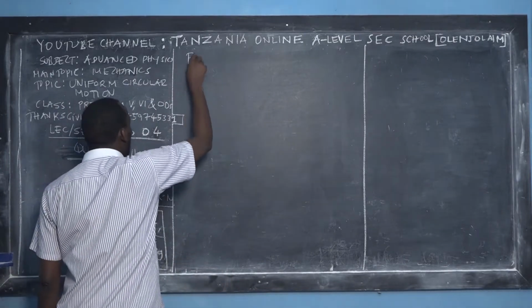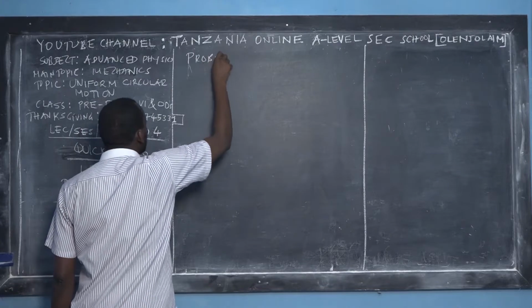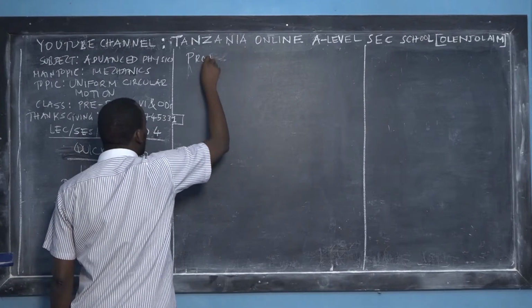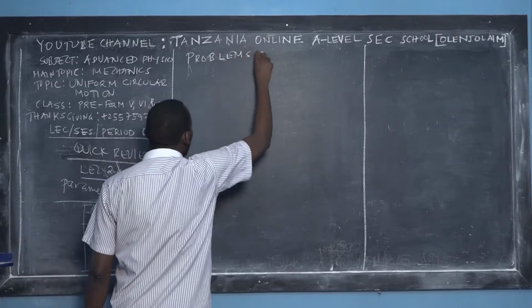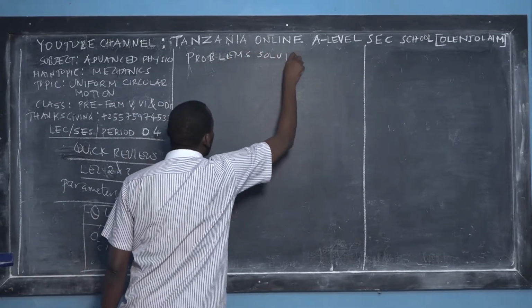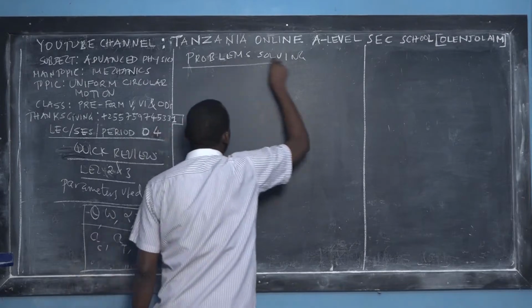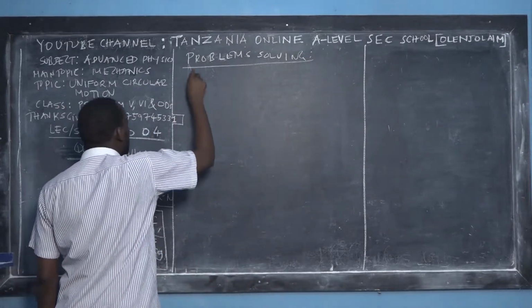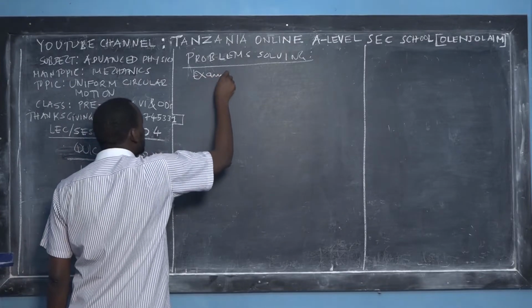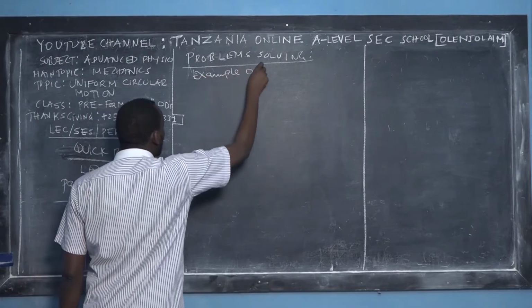So the title of this lecture is problem solving on circular motion. I have the first example, and this is example 1.